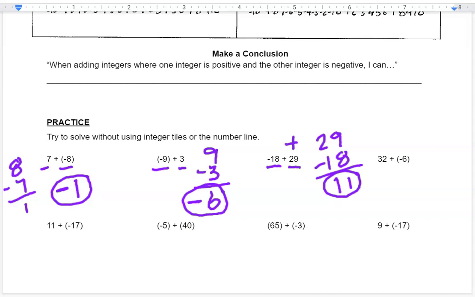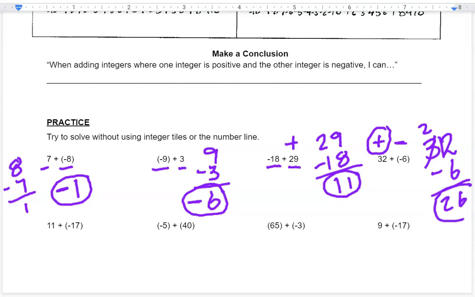32 plus negative 6. Subtract those numbers. 32 minus 6. Have to borrow here. And we get 26. Do we have more positive numbers or do we have more negative numbers? We have 32 positives, 6 negatives, which means we have more positive numbers, so it's going to be positive 26.